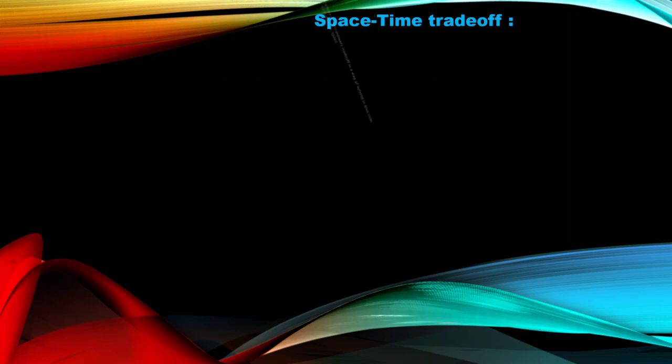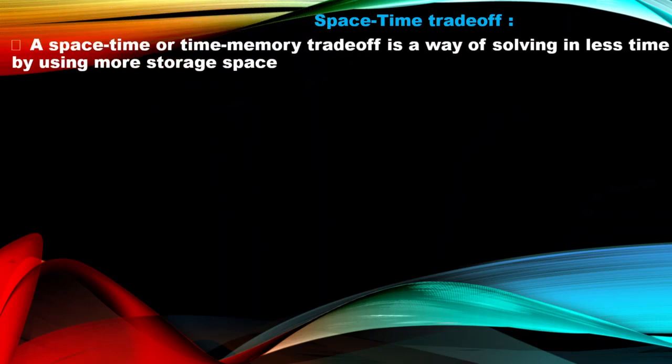Space-time trade-off. A space-time or a time-memory trade-off is a way of solving a problem in less time by using more storage space. So it is another technique of improving the time of an algorithm by using more storage space, but the time requirement is very less. So when the amount of storage space is more and the time taken is less, it is known as space-time trade-off.